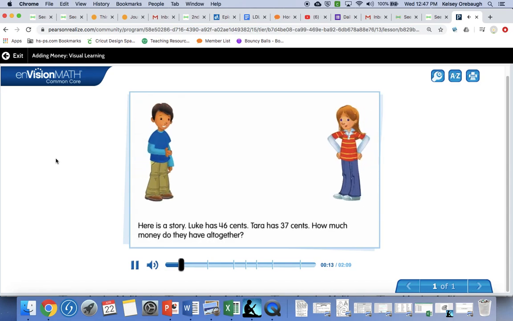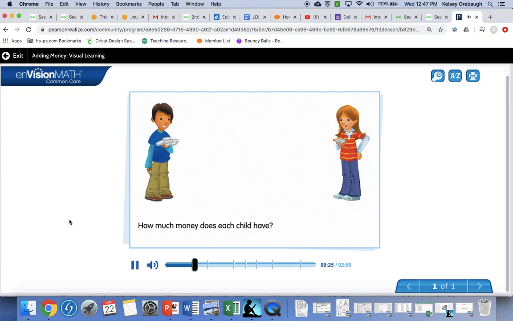Here is a story. Luke has 46 cents. Tara has 37 cents. How much money do they have altogether? Okay, so I want you to think about what key word is in that question that tells us that we are going to be adding. How much money do they have altogether? The word altogether tells us that we are going to add those 2 amounts together. We are looking for our whole.